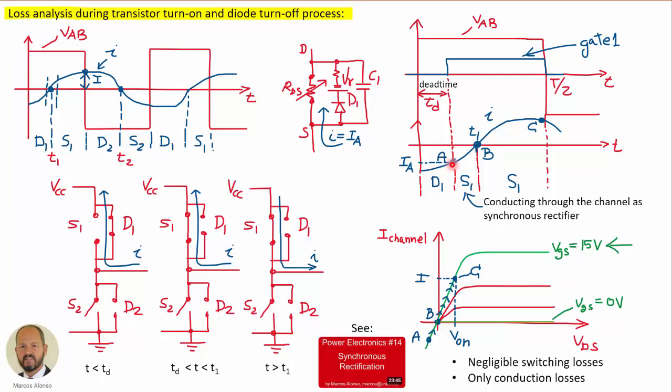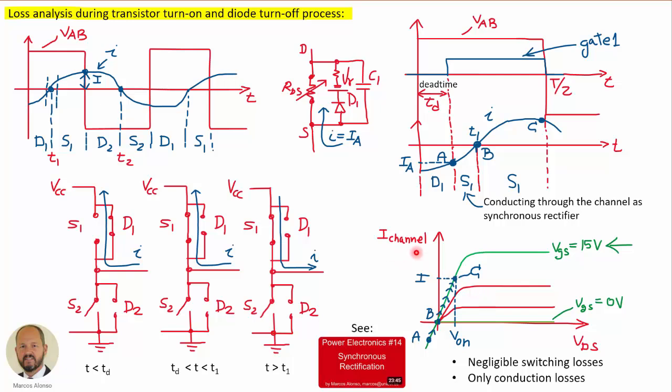It happens at very low voltage across the switch, so the losses are going to be negligible. At the end, the current goes through zero and then is reversed and goes into the channel, also through the channel, but in the other direction. So we have a situation like this. The current is circulating through the channel in this direction, then the current reverses and goes through the channel in the other direction. We can also see this on the characteristics of the MOSFET.